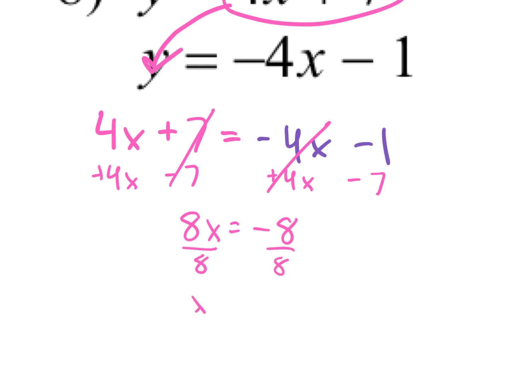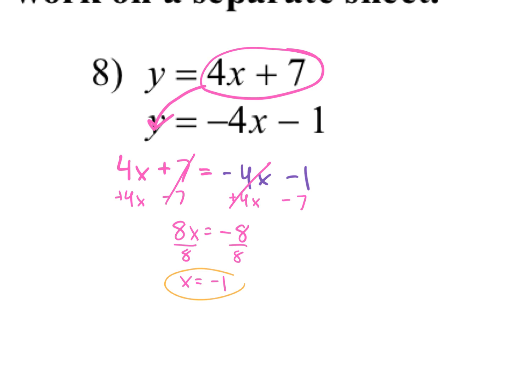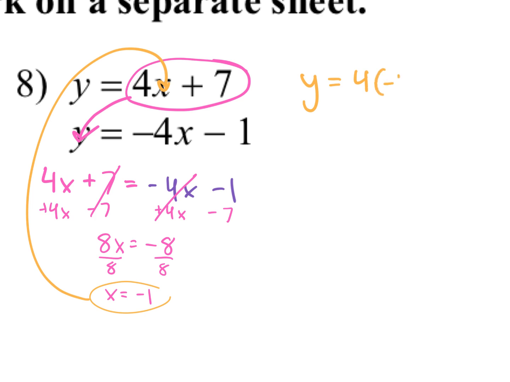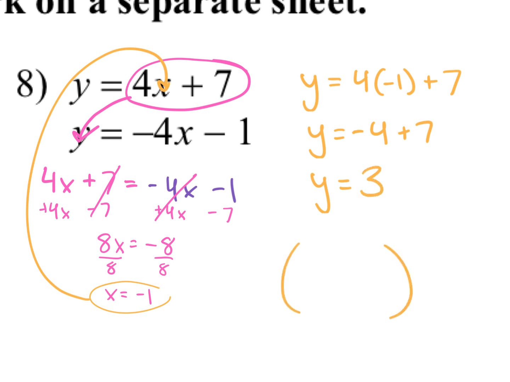Divide by 8. So x is equal to -1. Perfect. How do we solve for y now? Plug it into the x. We're going to take what x is equal to and substitute it in. So we have y is equal to 4 times -1 plus 7. So y is equal to -4 plus 7. What's -4 plus 7? 3. So how would we write our answer? Negative 1 comma 3.